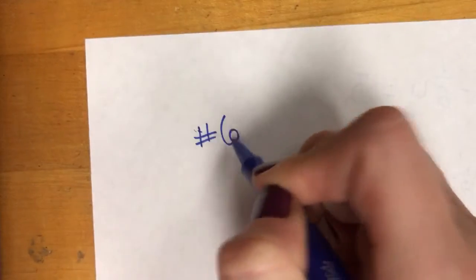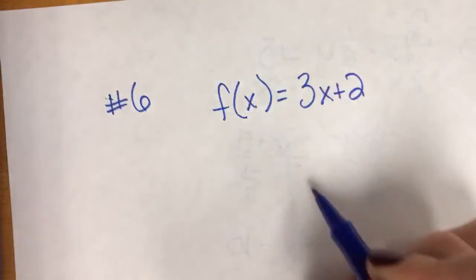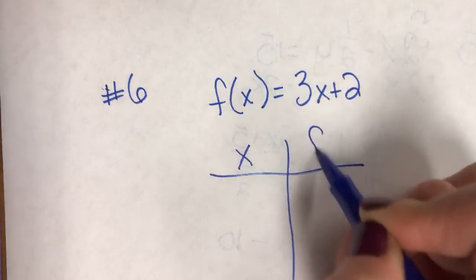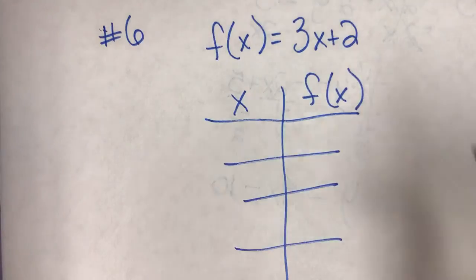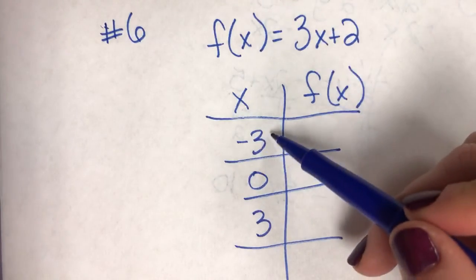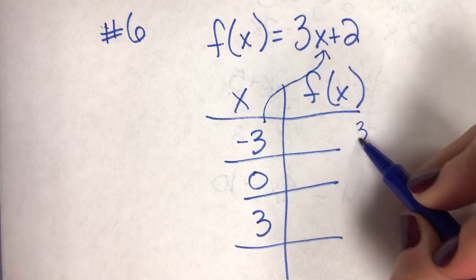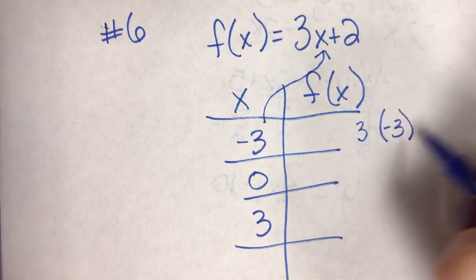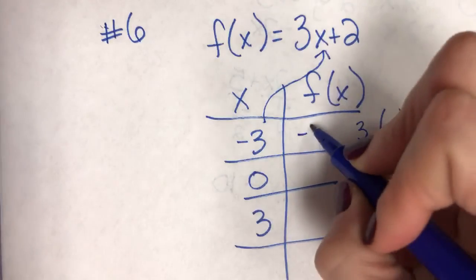Okay, then number 6, which is our last one, we are given a function rule. It's in function notation. It says f of x equals 3x plus 2. And we are asked to complete the table. Okay, so we're given a table that looks like this. And we have input values of -3, 0, and 3. So for each of these, we should be plugging in our x value in for x up here. So instead of saying 3 times x, I now want to say 3 times -3 plus 2. So 3 times -3 is -9. -9 plus 2 is -7.